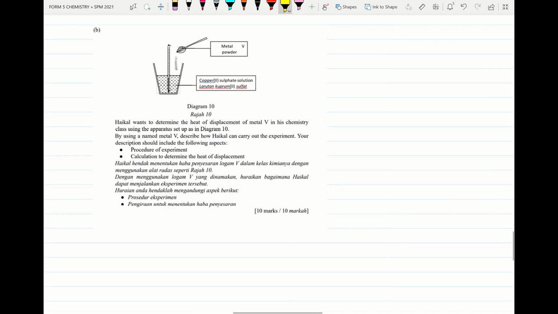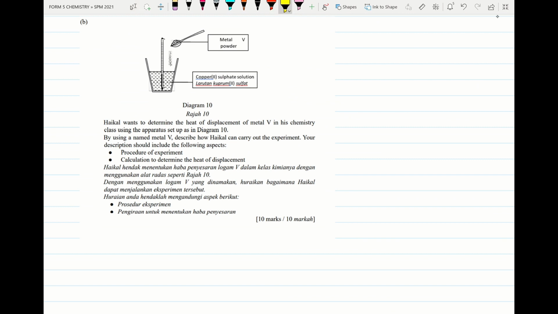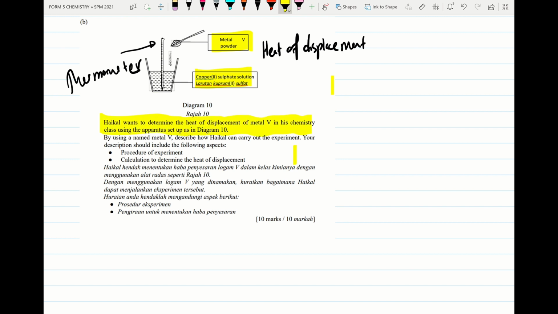We move on to this question. Please check this question. All right, so metal V and copper 2 sulfate solution. So this is known as heat of displacement, and here they give a thermometer. All right, so we try to read the question. Ika wants to determine the heat of displacement of metal V, so I can take metal V, zinc or magnesium, by using the apparatus set-up given in Diagram 10. All right, so the apparatus set-up is already given. So by using the name of metal V, describe how Ika can carry out the experiment. In your description include procedure and calculation to determine the heat of displacement.